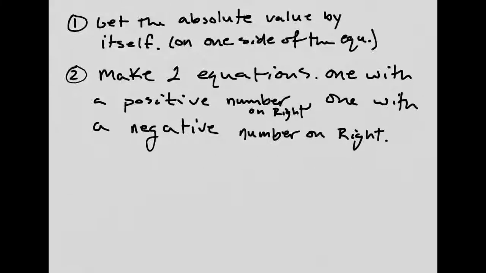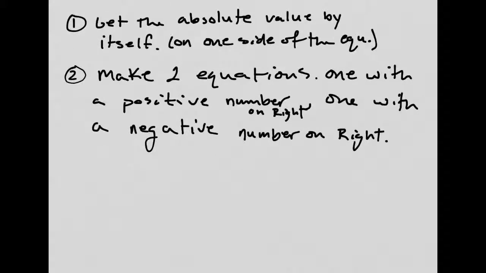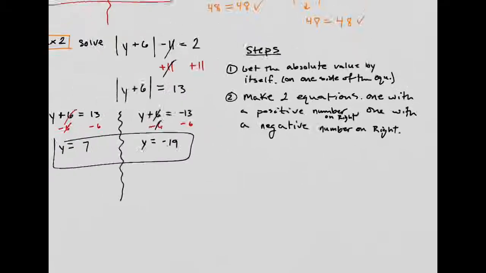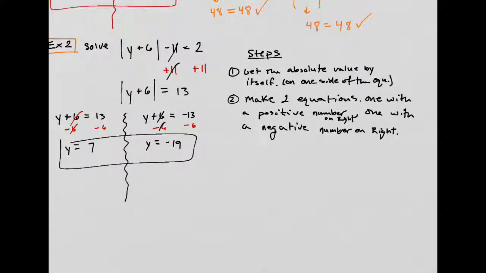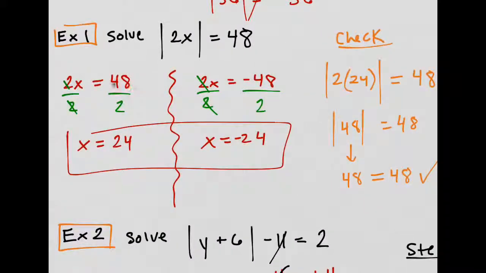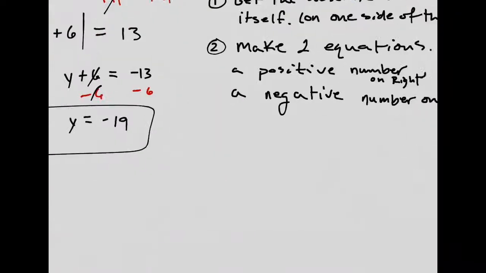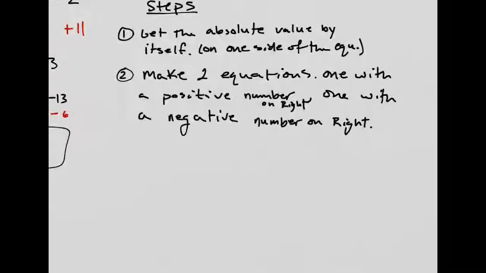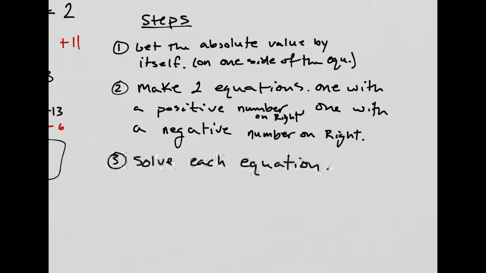So there we go. Get the absolute value by itself on one side of the equation. Make two equations, one with a positive number on the right, one with a negative number on the right. That's what we did right here, right? Because that number was negative and then positive. Same with this one, positive and then negative. And then the last step was to solve each equation. That's easy.